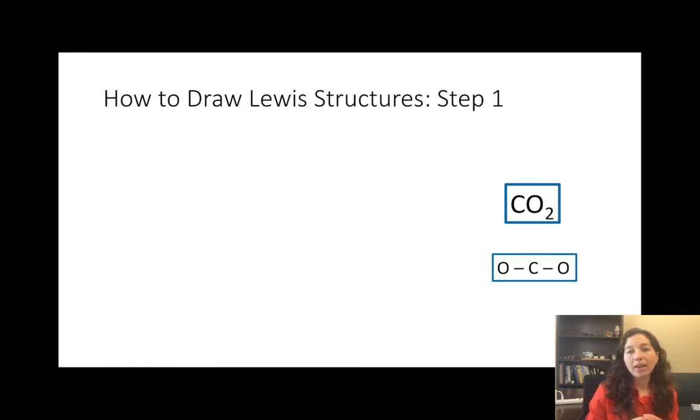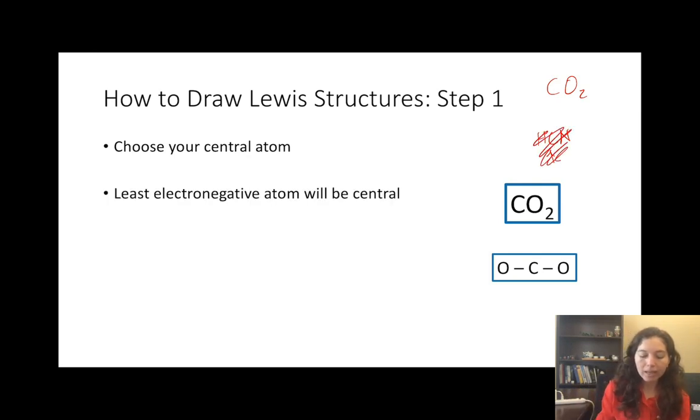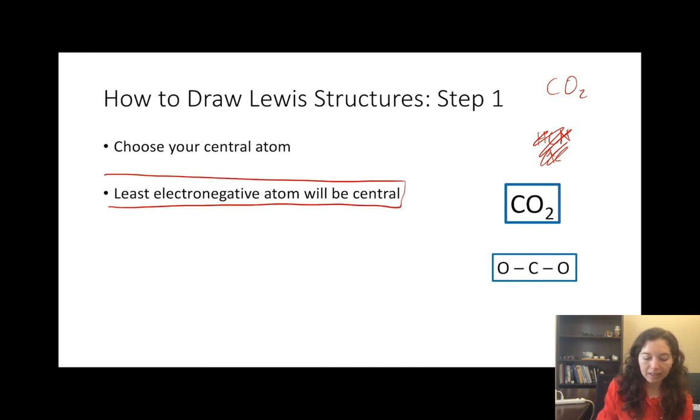So let's say you have a molecule. We're going to use CO2 as our example here. So the first step when you draw Lewis structures is that you want to choose your central atom. The central atom is not always going to be the one that is in the center of the molecular formula. The way we determine this is to use the least electronegative atom. The least electronegative atom will be your center atom.